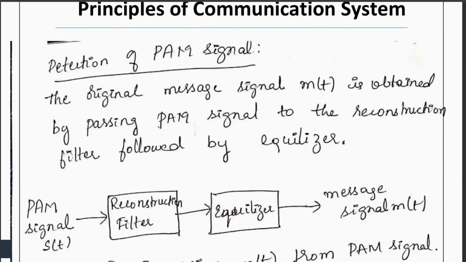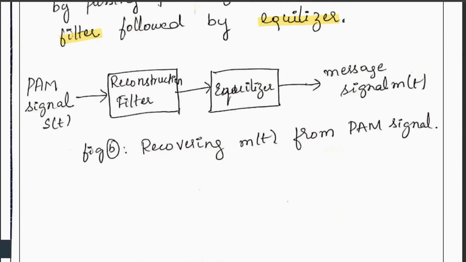Then detection of PAM signal. Once the PAM is done, we have to get back the message signal. The original signal m of t is obtained by passing the PAM through the reconstruction filter followed by an equalizer. So the PAM signal is given as S of t, then reconstruction filter, then equalizer, then message signal m of t. Recovered m of t from the PAM signal.